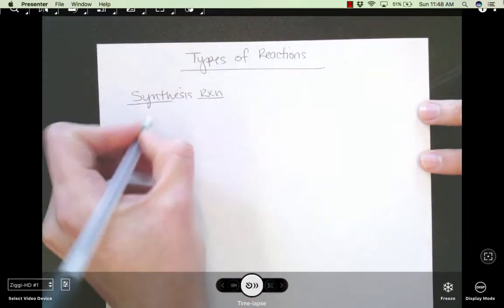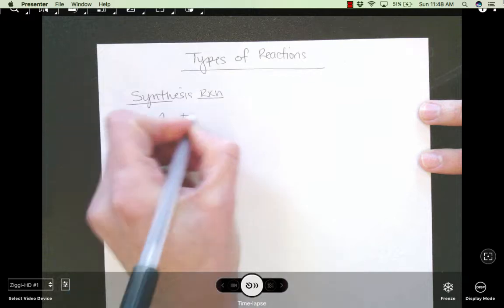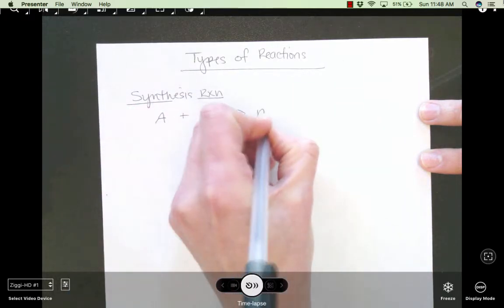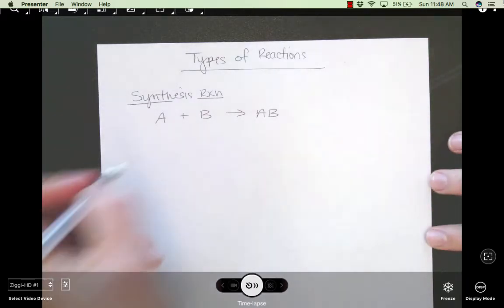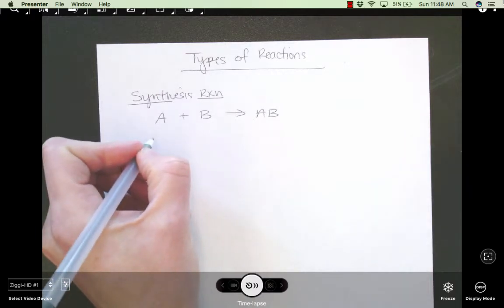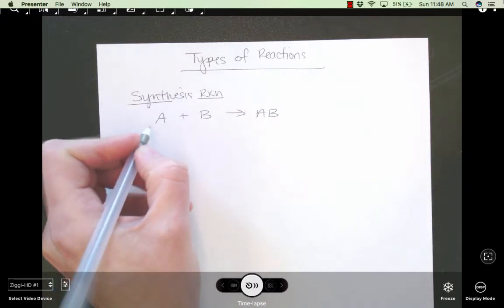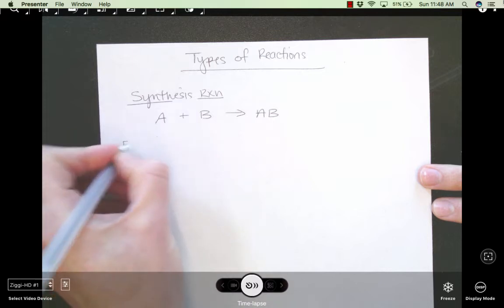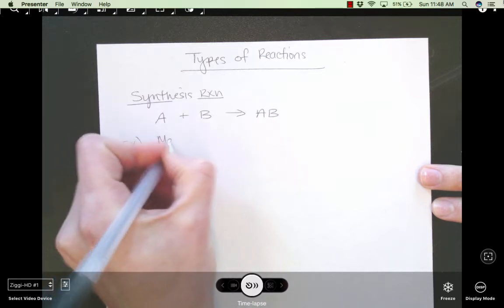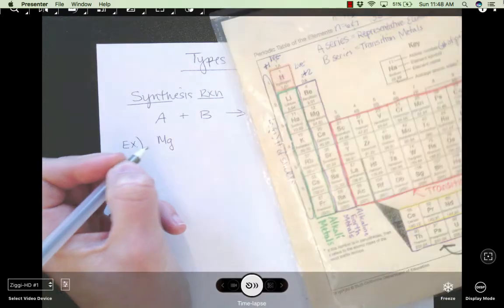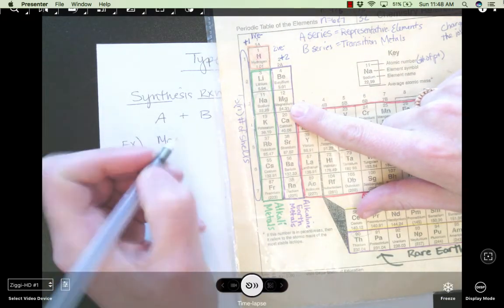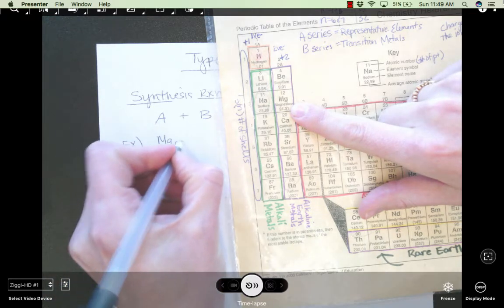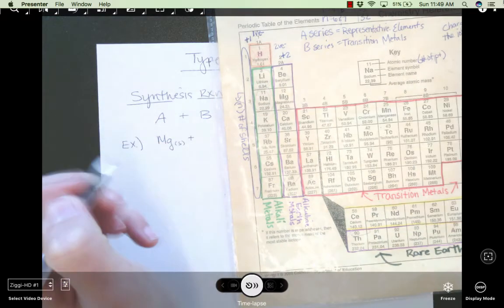The general equation for a synthesis reaction is A plus B produces AB. Synthesis because you're taking two things and combining them together. A classic example of a synthesis reaction would be the combustion of magnesium. So here's my example: take magnesium, which is an alkaline earth metal. When it's by itself, it's solid, and you add that to oxygen.